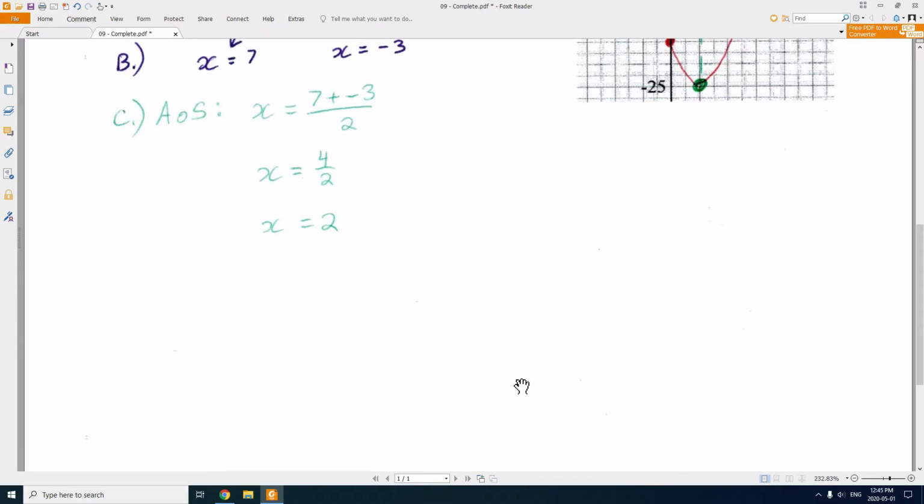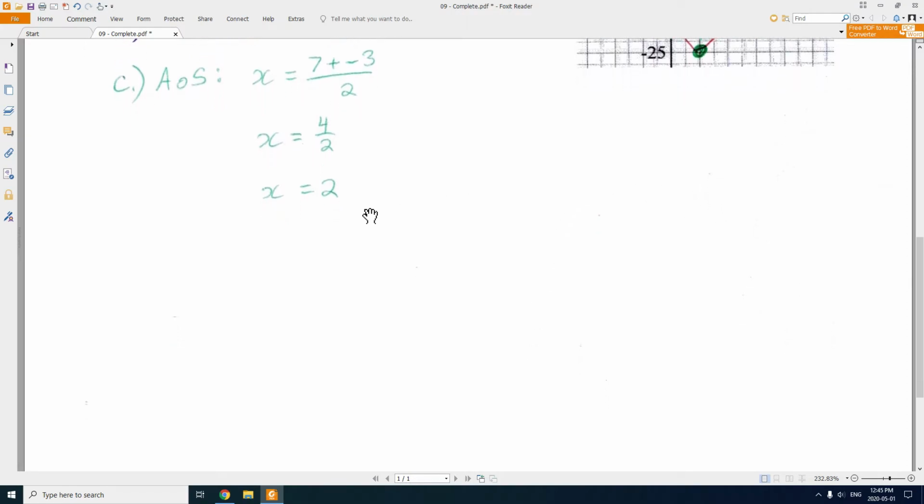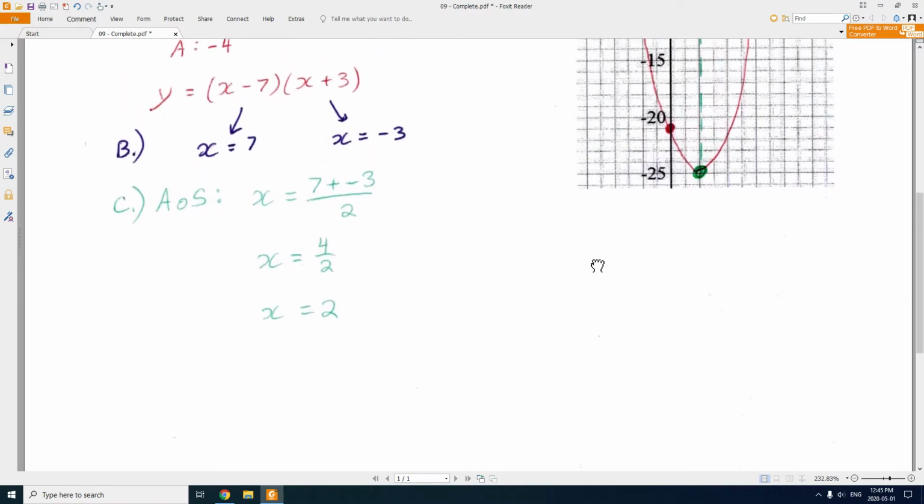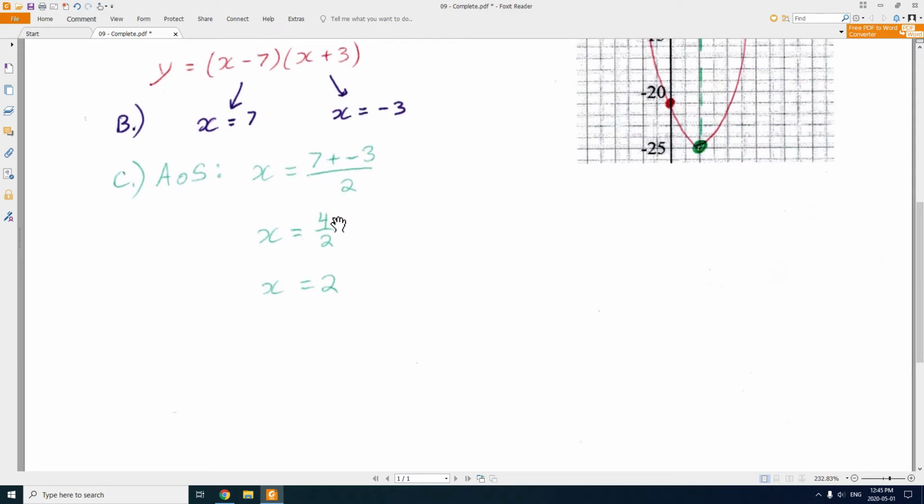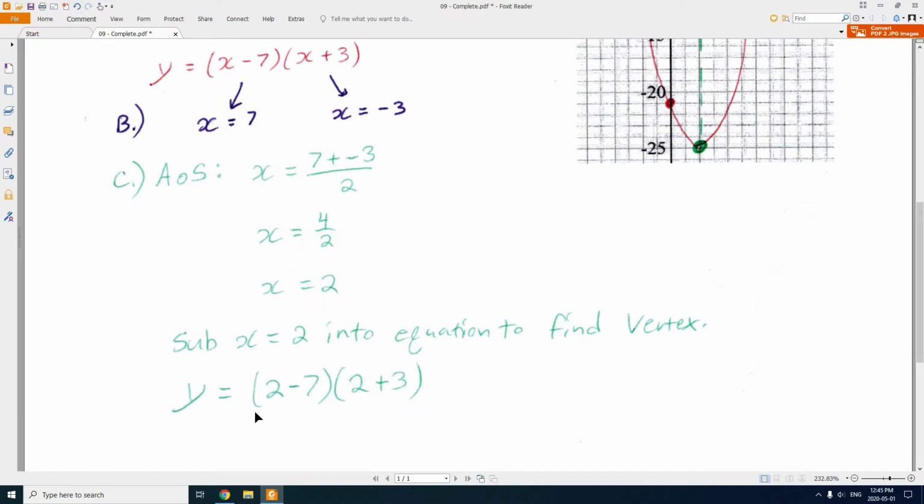So the last thing we need to do is substitute that x value back into our equation. Substitute that x value into our equation and figure out what y value goes along with that x, because then we'll have the coordinates for the vertex. So sub x equals 2 into the equation to find the vertex. Now I'm going to rewrite my equation, but instead of writing an x, I will write 2. I'm going to plug in 2 for my x's. And let's simplify this to get our y value.